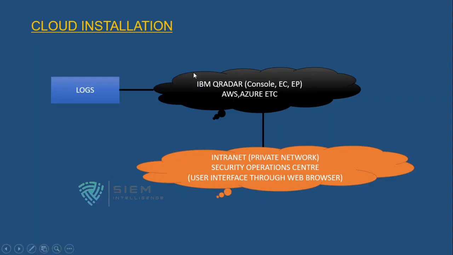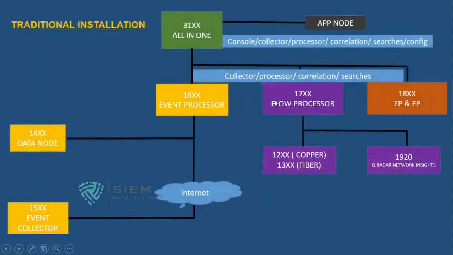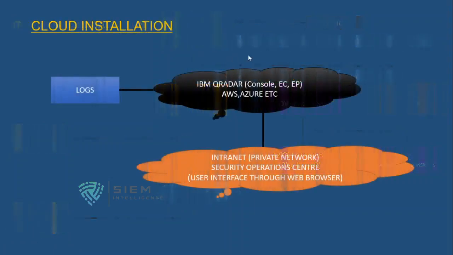where you can get an entire RDP session and all like that, where you can install your QRadar. But here only one option is available, that is console, EC and EP. I'm exclusively saying this is console, EC and API. Over here we are missing something called FP. You won't install a flow processor, or you can say flow collection, over cloud.